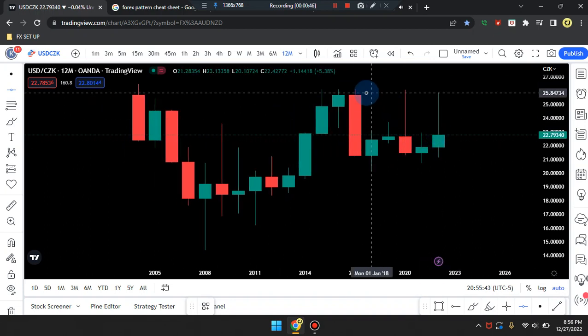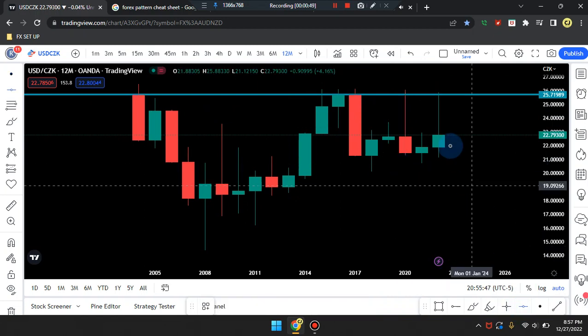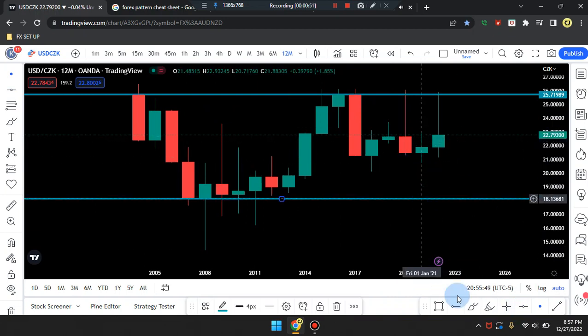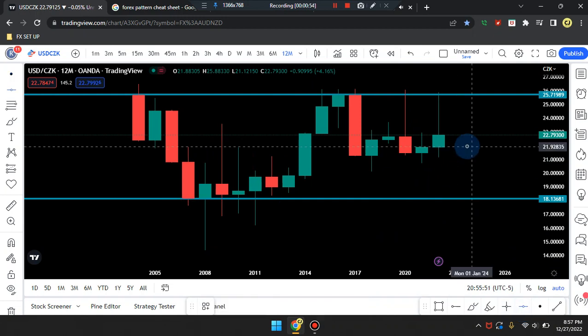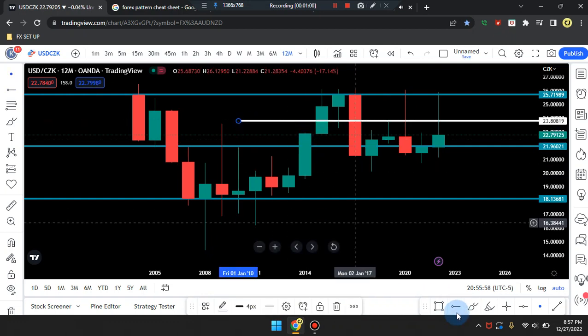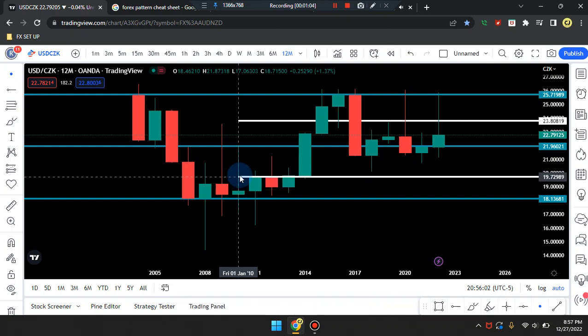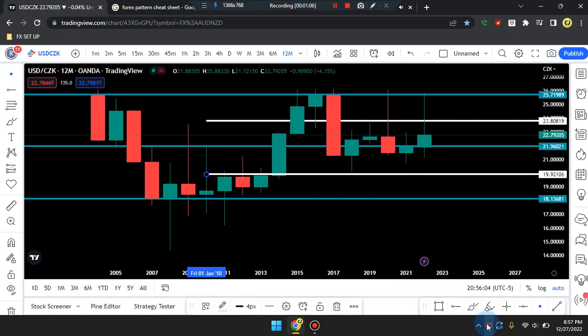Price action overall, higher highs of structure. Price action overall, lower lows of structure. Headed down to the midpoint. Also adding second level highs and also adding second level lows. So let's take a look at what's happening in the market.